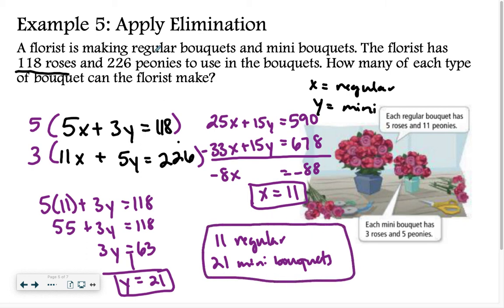Okay, so I made an equation for the roses. I made an equation for the peonies. I multiplied both of the equations, so I had something that canceled. Solved for x, plugged x back into an original equation, and then I got my new y value, and then I wrote my final answer.